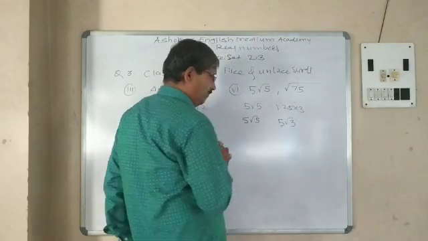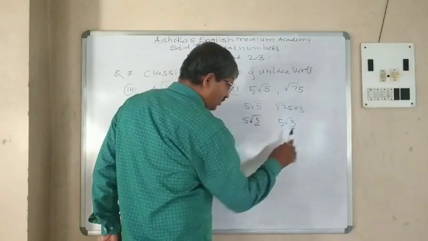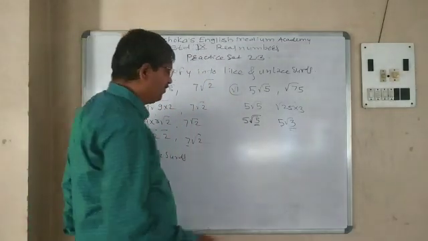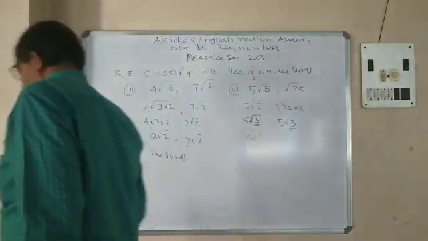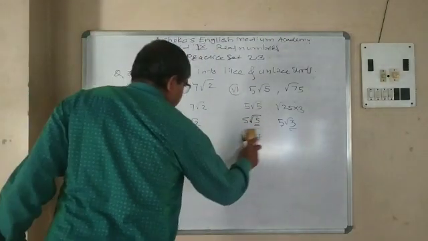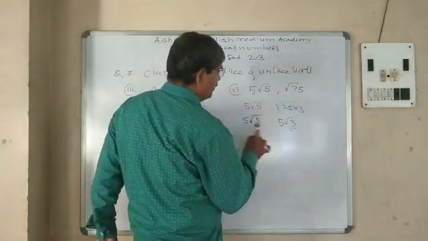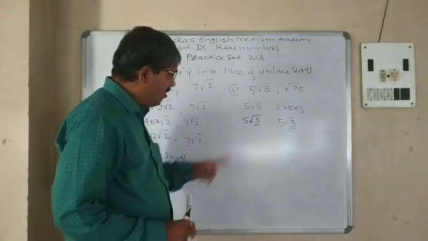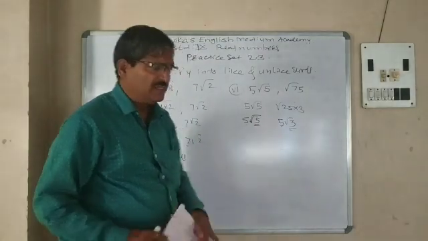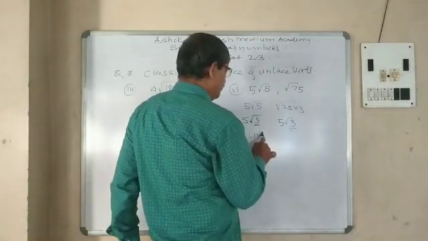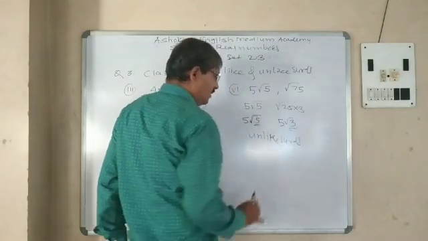And 5 root 5. But what happened? Are root 5 and root 3 the same? No, not the same. Not like, so which are these? These are unlike surds. Please note that this 5 and this 5 are the same. The orders of these two surds are the same, but the radical numbers are not the same. Therefore, these are unlike surds. Okay? Any problem?